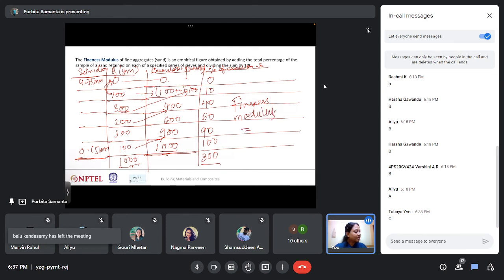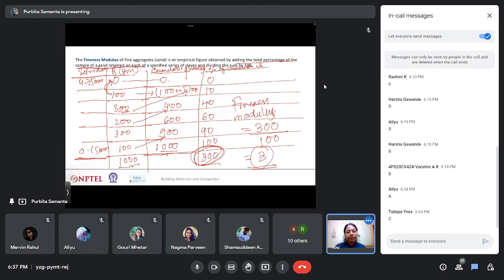so here what it is said, by adding the total percentage of the sample of a sand retained on each of the specified series. So this is the cumulative value. So 300 and dividing the sum by 100. So that is equal to 3. So this is how we get the value or the answer 3.